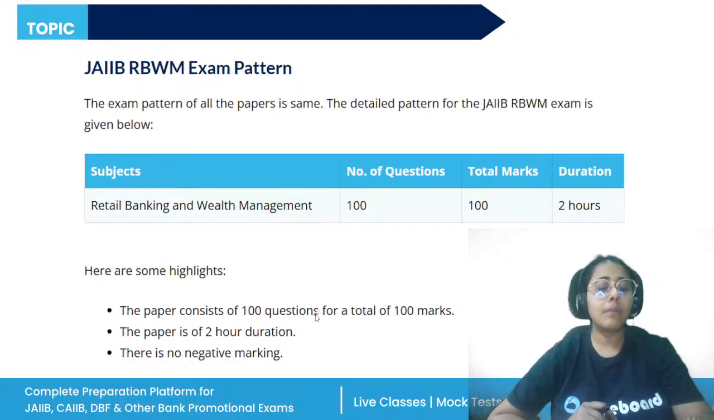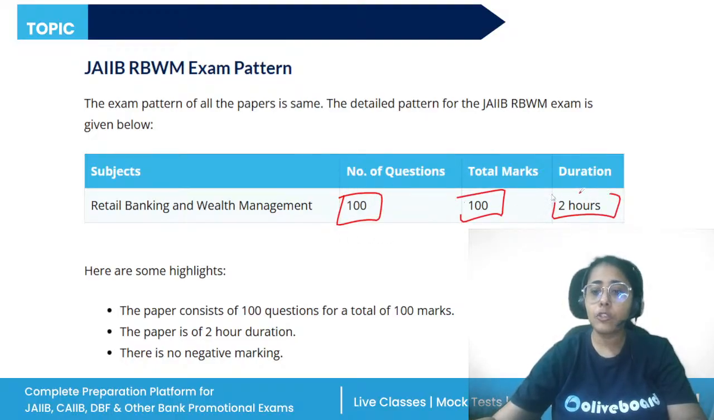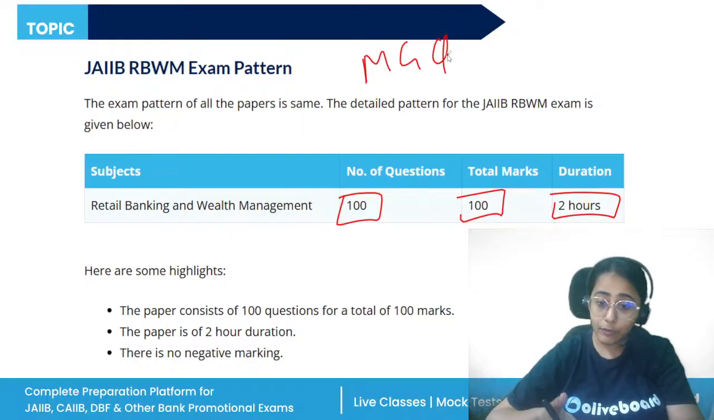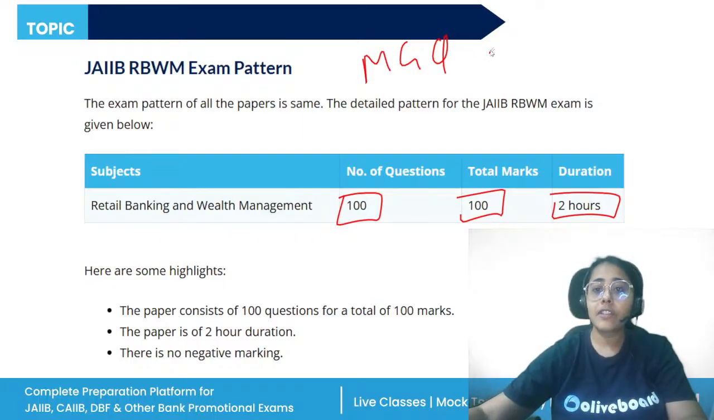If we talk about the paper pattern of your RBWM and the other three papers as well, all the four papers follow the same pattern. 100 questions, total 100 marks, and 2 hours duration. Objective type questions, multiple selection questions and case study based questions will be there. Questions will be of 0.5 mark, 1 mark, and 2 mark.